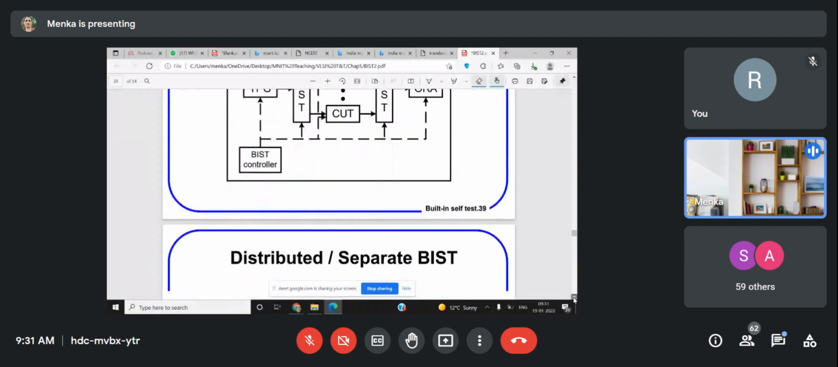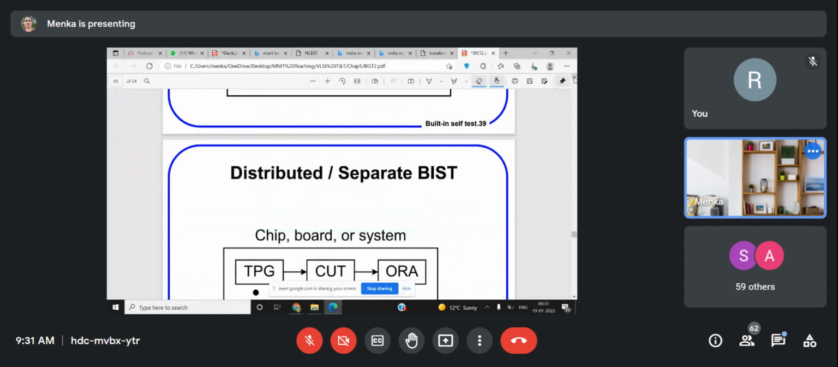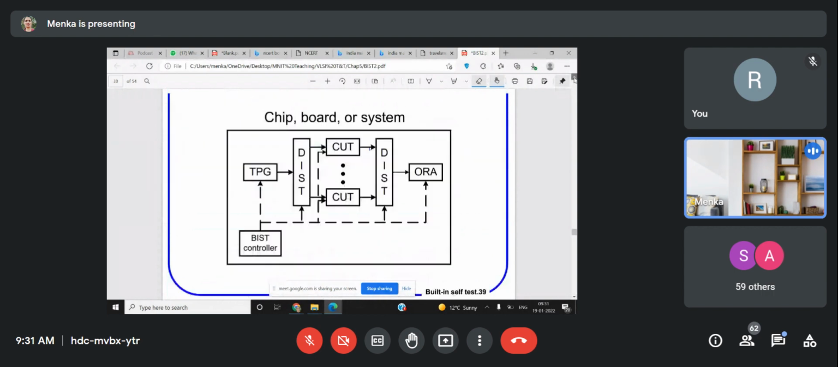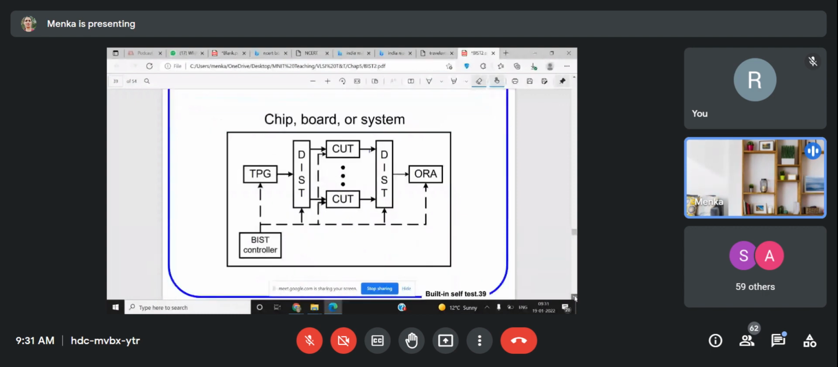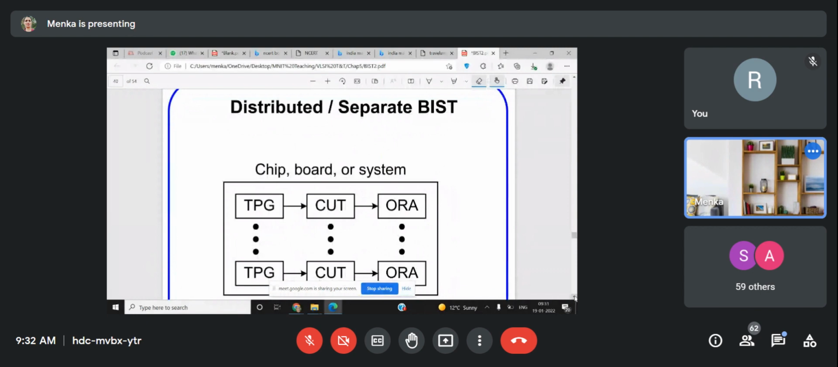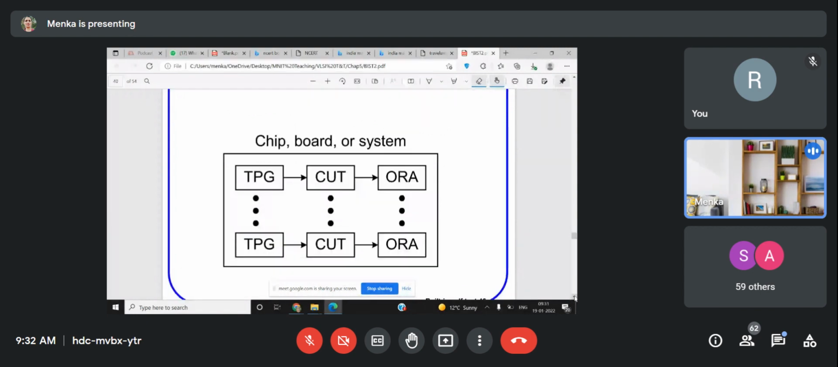So this one was centralized or separate BIST, and the next one is distributed separate BIST. In this, every CUT has its own ORA. So both of these types can be possible in your offline BIST architecture.